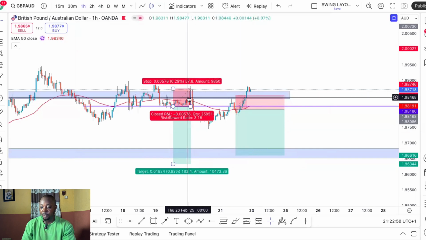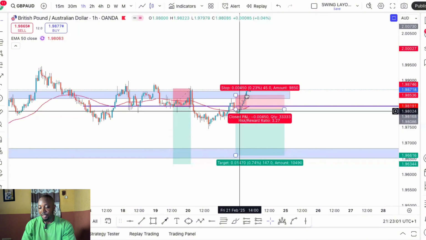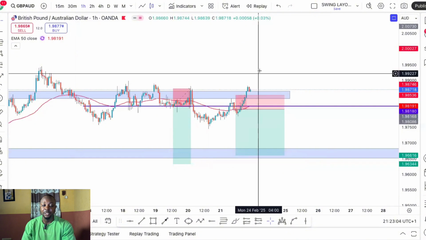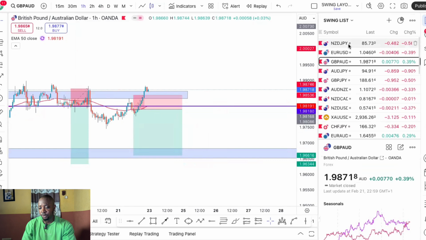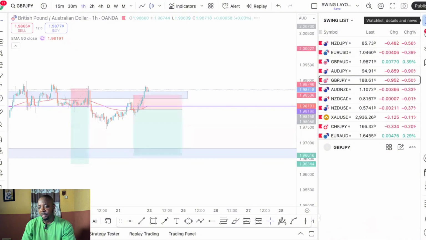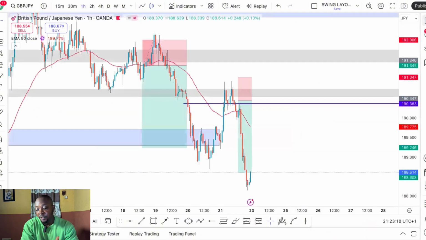I'm not mad about this stop loss, but I am mad about this one. Market came, I entered here, the market stopped me out. Valid. Okay. The next trade I entered was GBP JPY. Very annoying trade. Oof. Very annoying trade.